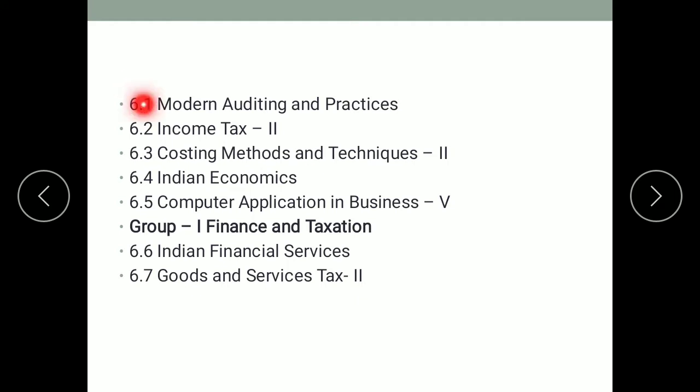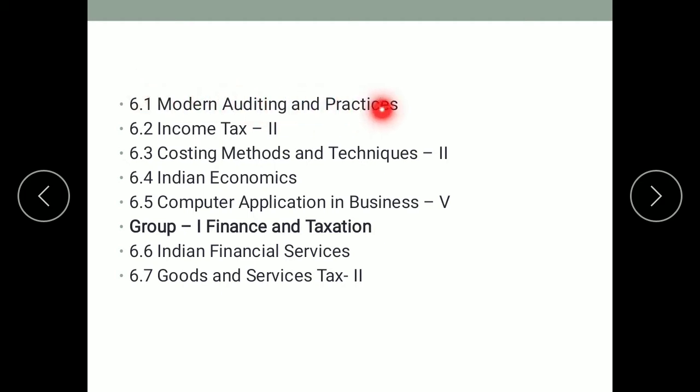First of all, you have modern auditing and practices. You have income tax 2. You have costing methods and techniques 2. Indian economics, computer application in business 5, and your specialization is finance and taxation, so you have Indian financial services and goods and service tax 2. So all these 7 core subjects you will be dealing with.